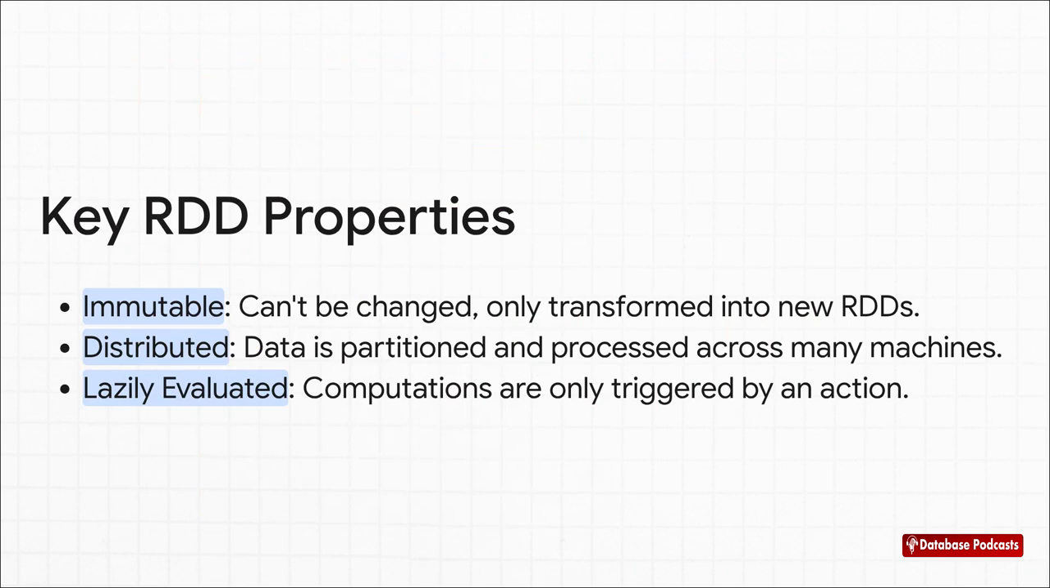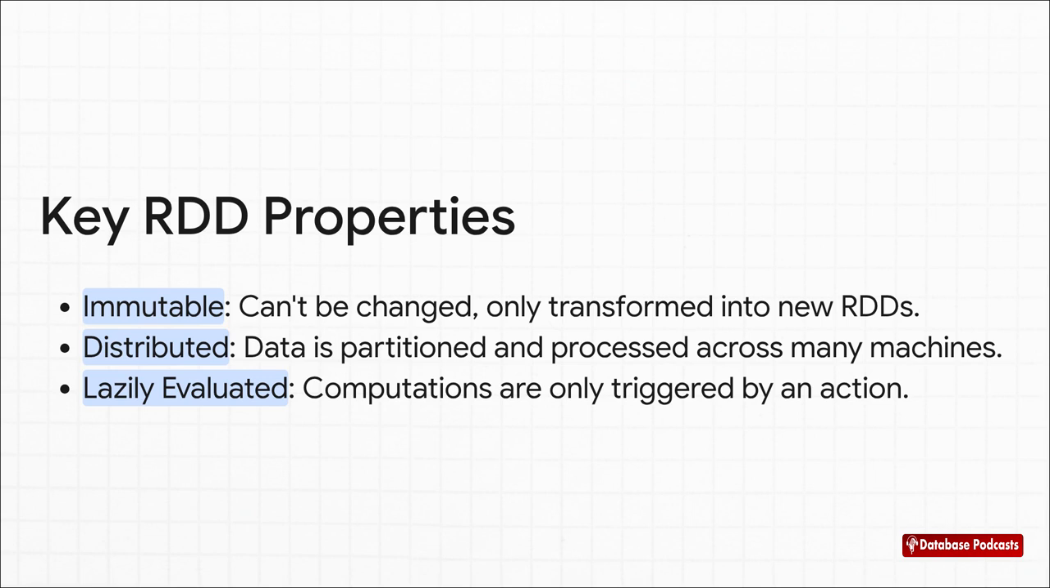Okay, RDDs have these three core properties you just have to get. First, they're immutable. That means you can't change them. Once an RDD is created, it's set in stone. Instead, you create new RDDs from existing ones. Second, they're distributed, which we just covered. And third, and this one is a real game changer, they are lazily evaluated. This means Spark doesn't actually do anything until you ask for a final result.